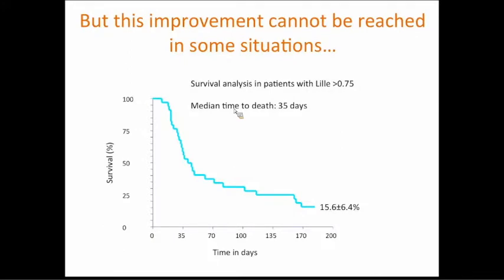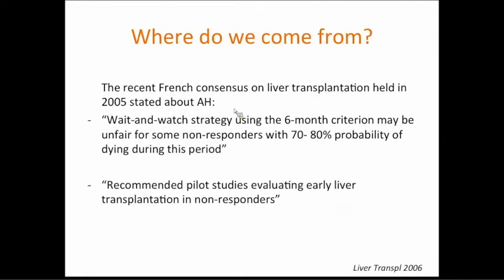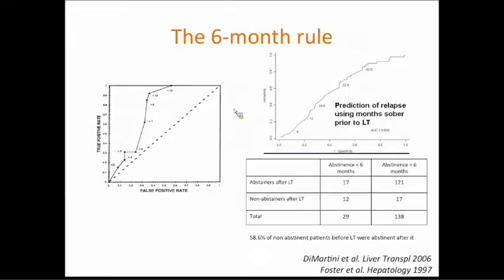unpublished data from our group. In the subgroup of patients with a very severe liver dysfunction, who have a highly resistant alcoholic hepatitis, median time to death is close to 1 month. So it's unfair to say to a patient, okay, we will wait for the improvement with alcohol cessation, because the patient will die. So that's why the French consensus states it's unfair for non-responders to wait, because they will be dying, and it recommended pilot studies to evaluate this procedure.